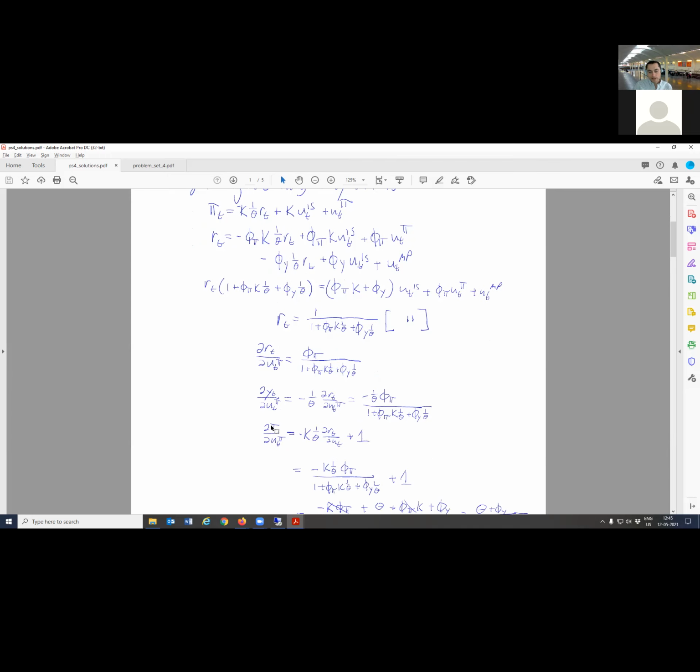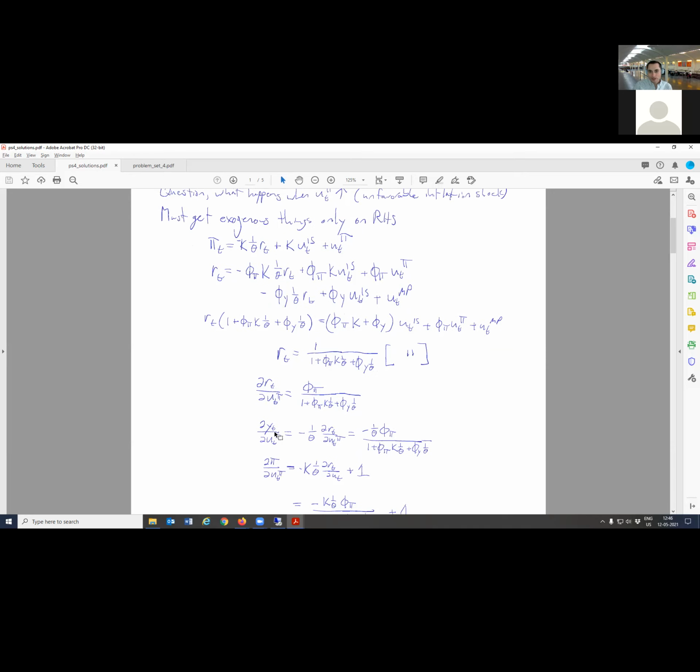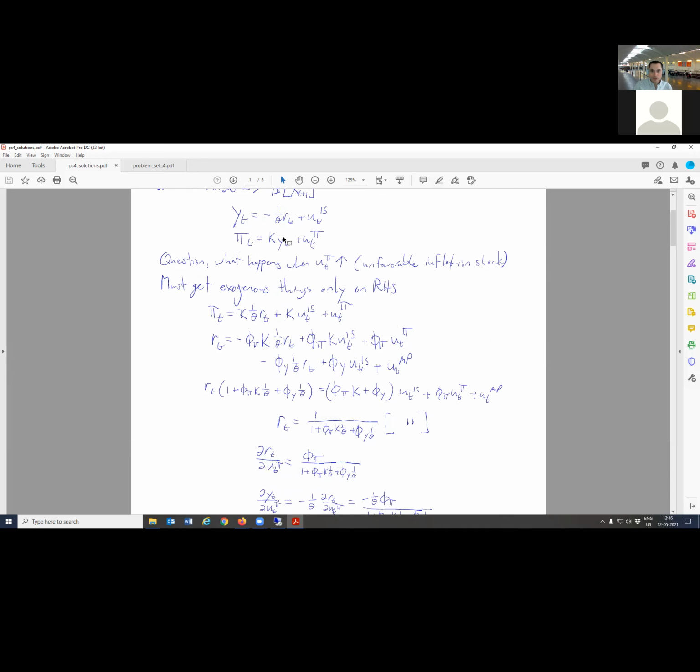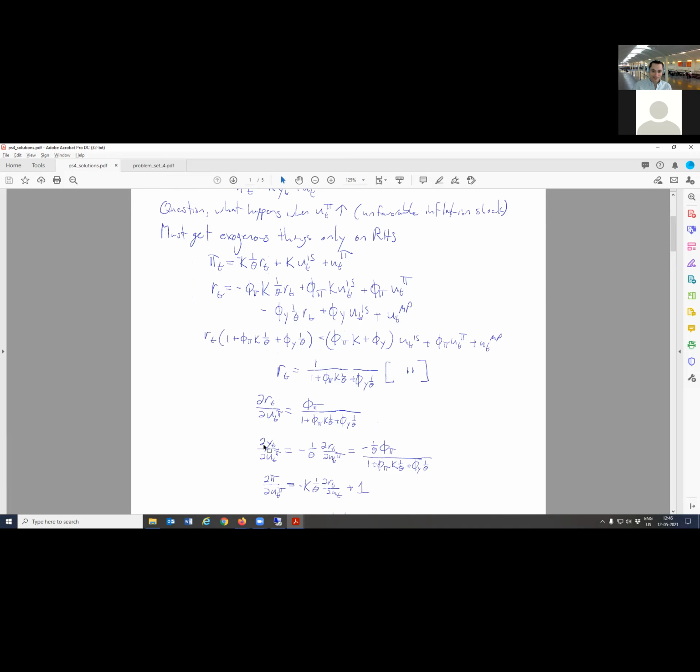Finally, what's the effect of the inflation shock on inflation? Okay, well, we have two terms. If we look up here at the definition of inflation, you can see we've got a y_t, and then we've got a u_t^π. Of course, the derivative of u_t^π with respect to u_t^π is 1. And then here we have the derivative of output with respect to u_t^π. We know what that is. That's this expression right here.